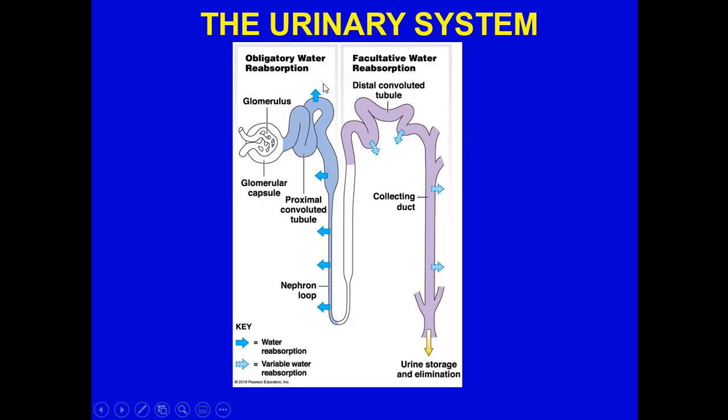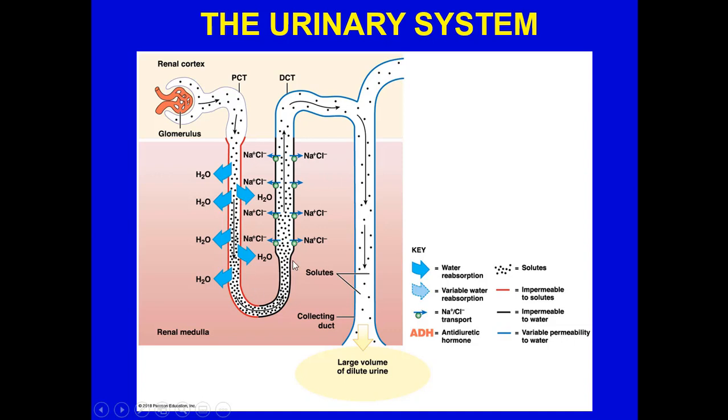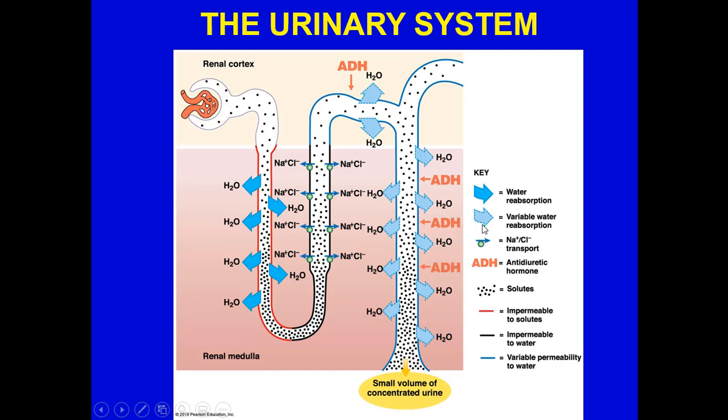And here we have it. The obligatory, meaning it's mandatory, cannot be altered, is in the PCT and the descending loop. Facultative, controlled in part by ADH, is in the DCT and in the collecting duct. Okay? And you can see how we had this working out before. We've talked about this. Antidiuretic hormone calls the shots. If you fail to have antidiuretic hormone, and by the way, caffeine can also inhibit ADH release as well, you end up with a highly dilute urine and you produce large amounts of it. If you have antidiuretic hormone, you will produce a smaller volume of very concentrated urine.